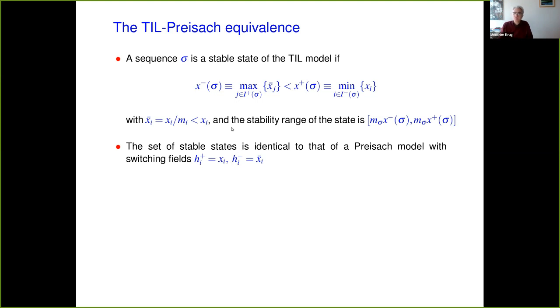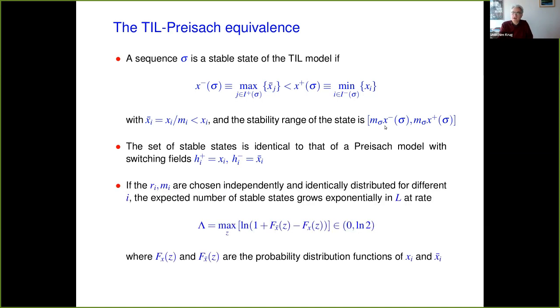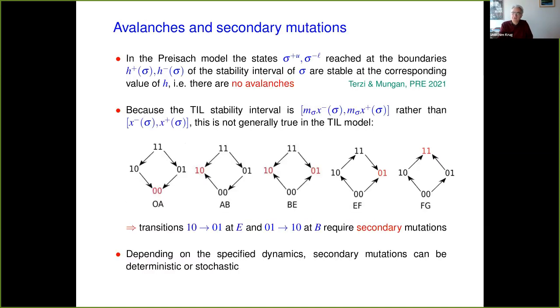In this language it would be x minus to x plus, but here it's x minus to x plus. The whole interval is shifted by this m sigma, which depends on sigma and becomes of course bigger as you have more ones. So these stability intervals are shifted along the concentration axis, and as a consequence, the state that you reach when you go to concentration x plus may not be a stable state in that interval, because the interval has shifted away. That's why there are these secondary transitions.